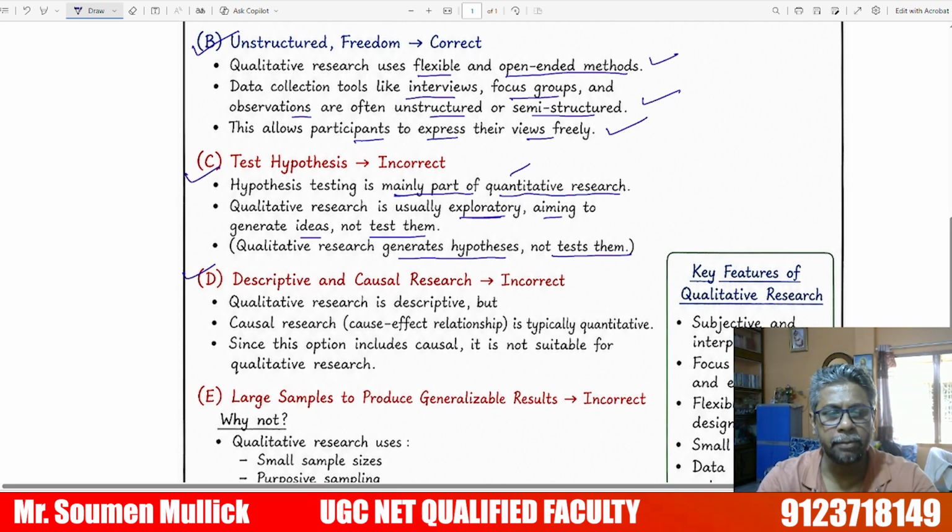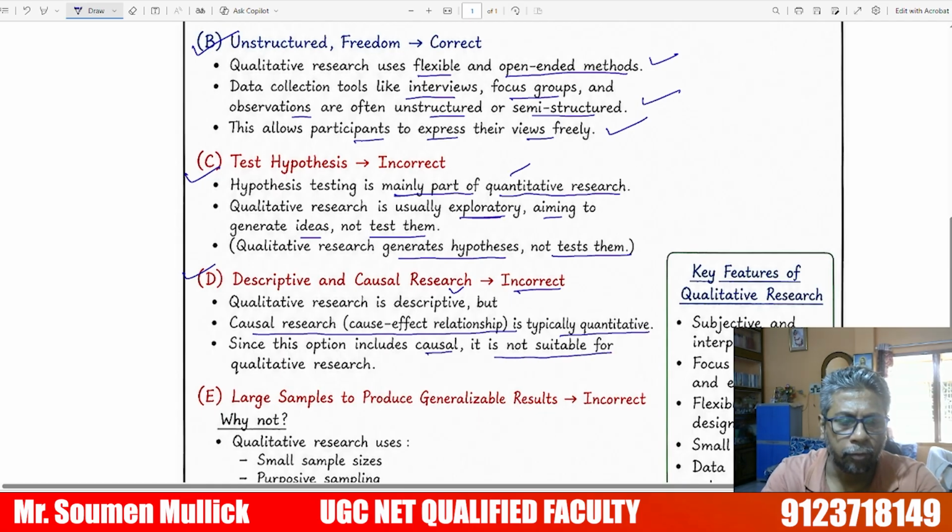Descriptive and causal research: this is incorrect. The first part of this statement, that qualitative research is descriptive, is true. But causal research, the cause-effect relationship, is typically quantitative. Since this option includes causal, it is not suitable for qualitative research.